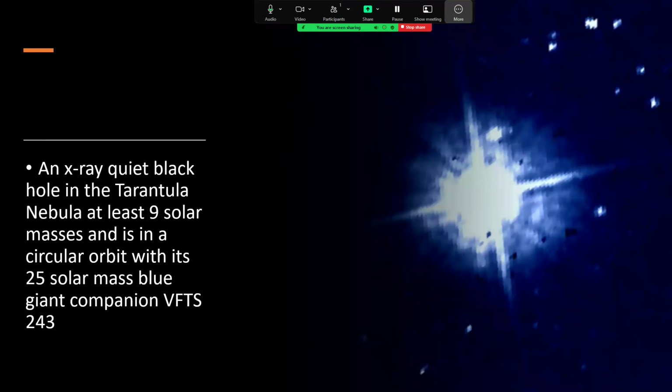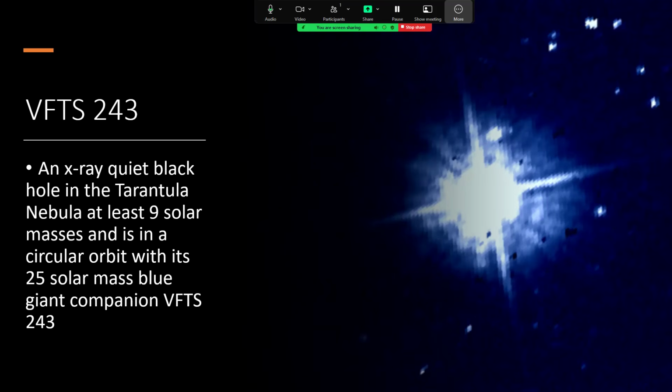Also buried inside the Tarantula Nebula is this guy, VFTS 243. It's a black hole. It's an X-ray quiet black hole, in fact, and it's probably around 9 times the mass of the Sun, and it's in orbit around a larger companion, a 25 solar mass blue giant star. So in fact, the image that you're seeing is, of course, the blue giant star, and we can't see the black hole. It's black, it doesn't let out any light, and it's quiet at the moment. It's not in the process of feeding.